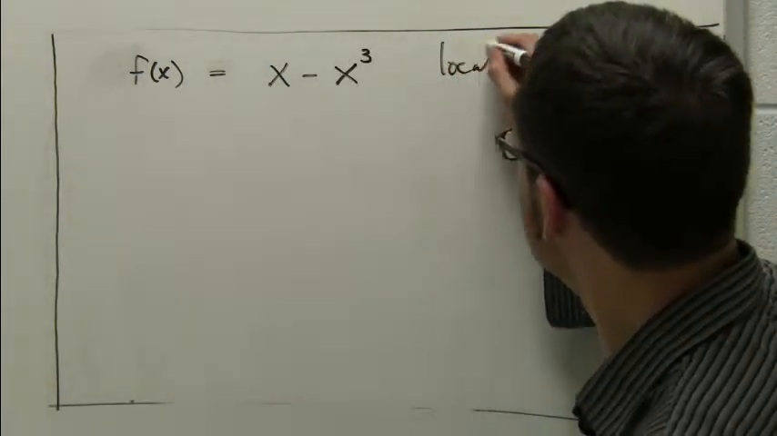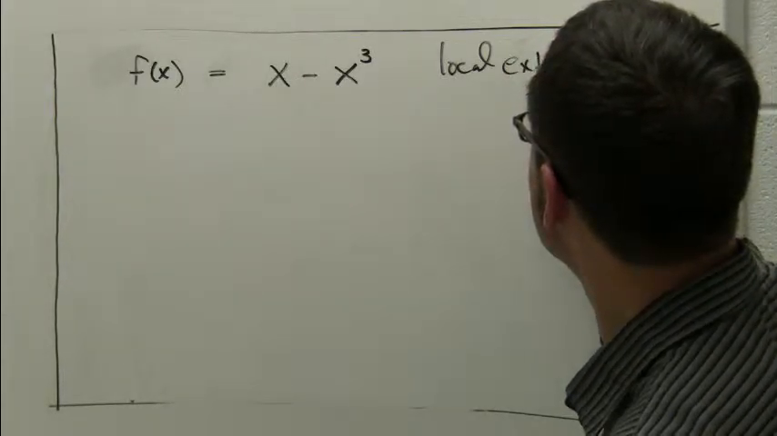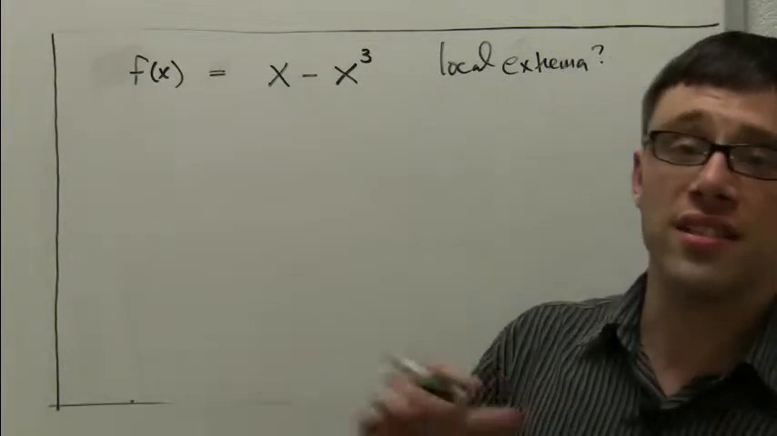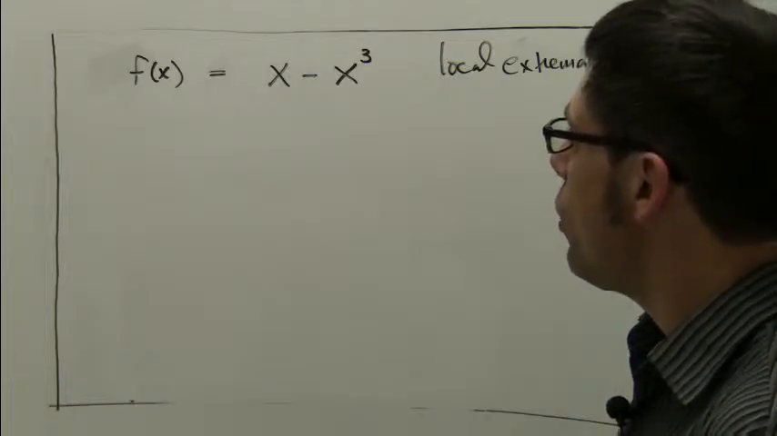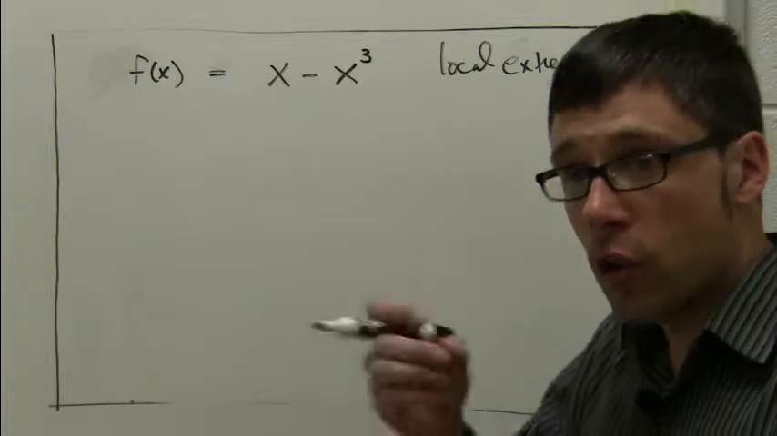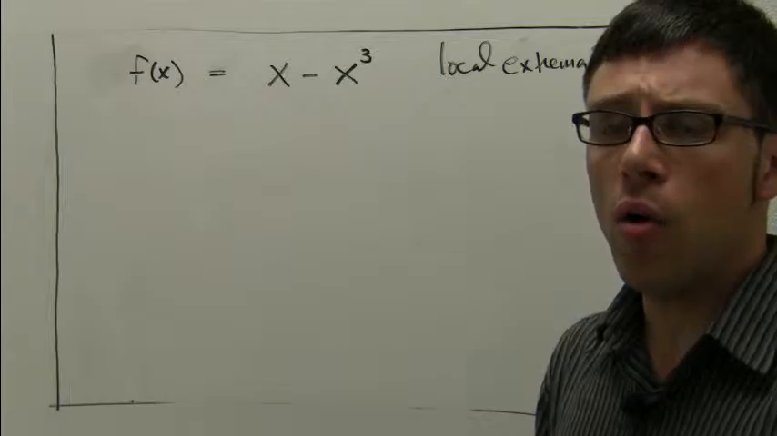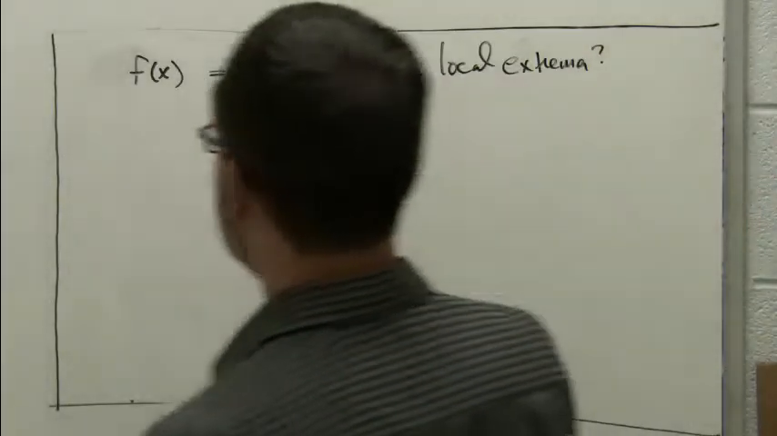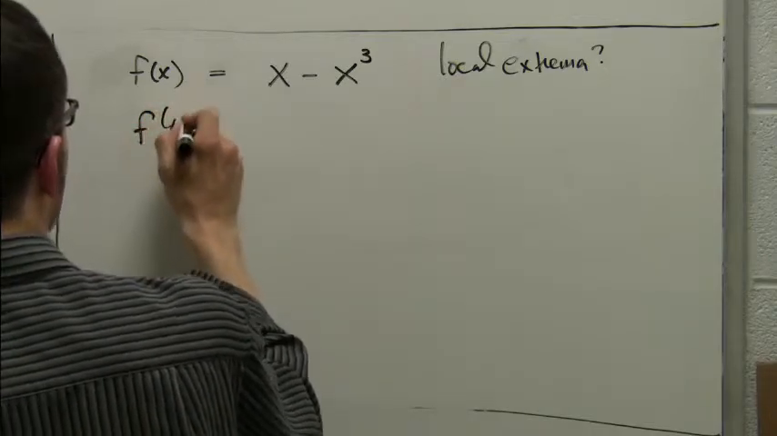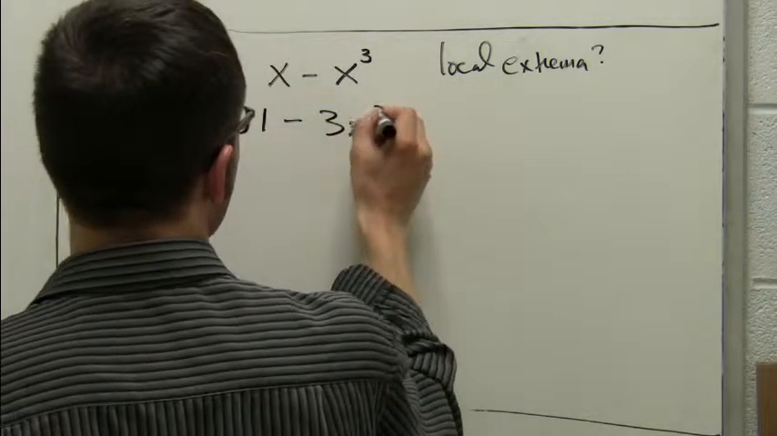So local extrema. Extrema again is plural for maxes and mins. What I'm going to do is use the first derivative test to find out where those values are, the local maxes and local mins of this function, and then the second derivative test will tell me the concavity of the function. So when I take the derivative of this function, I get 1 minus 3x squared.